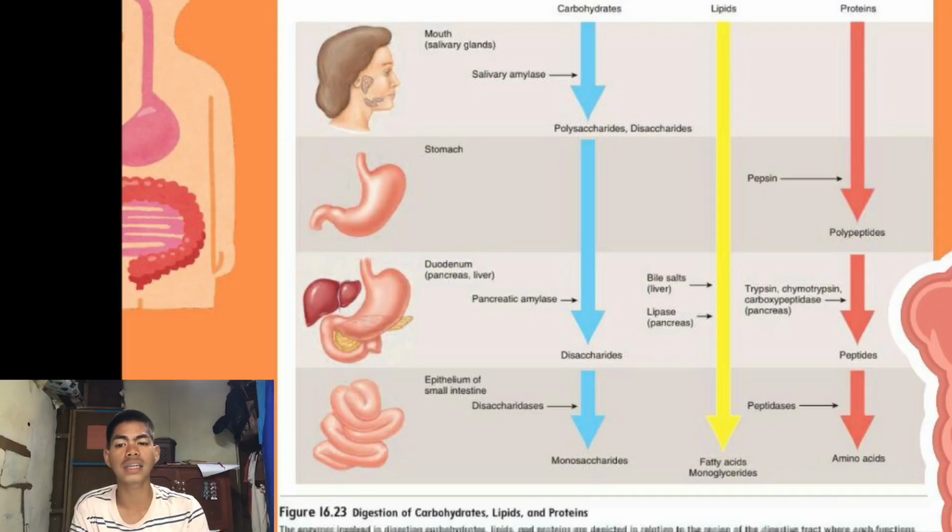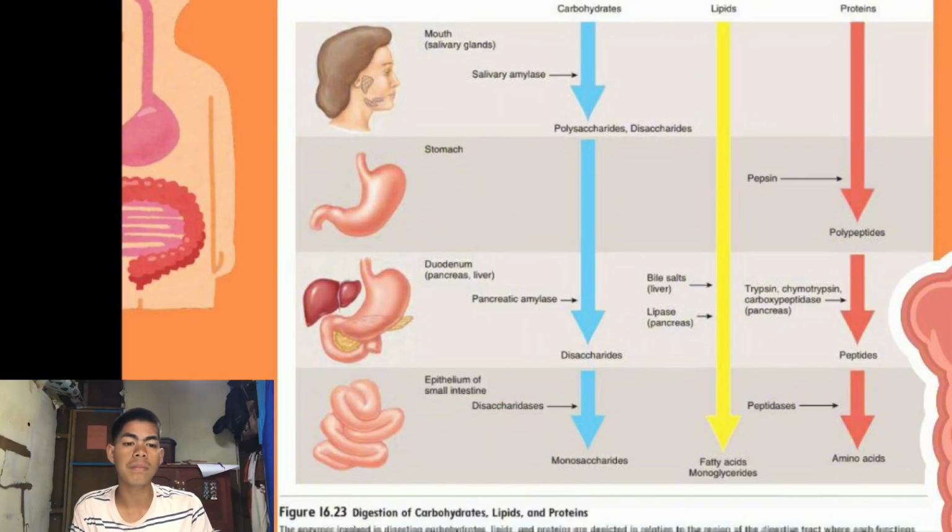Carbohydrates come from foods like rice, bread, fruits, and sugar. Digestion begins in the mouth, where salivary amylase starts breaking starch into smaller sugars. When the food reaches the stomach, the acids stop the amylase, so digestion pauses for a while.